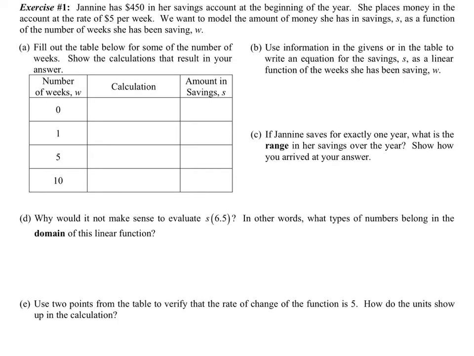So let's say that Janine has $450 in her savings account at the beginning of the year. She places money in the account at the rate of $5 per week. We want to model the amount of money she has in savings, S, as a function of the number of weeks she's been saving, W. So at 0 weeks, we know that she has $450. We're not going to add anything because there's 0 weeks. It's what she's starting with.